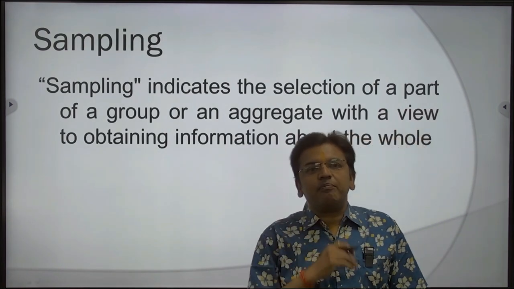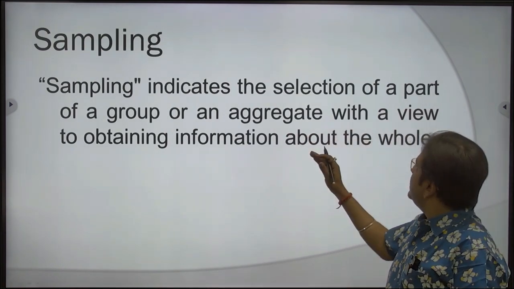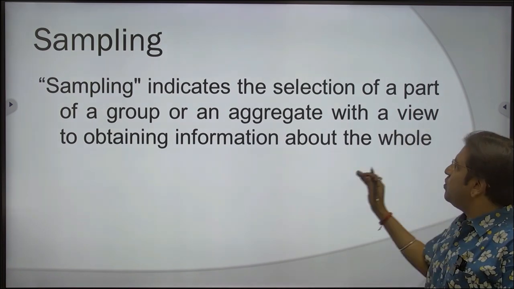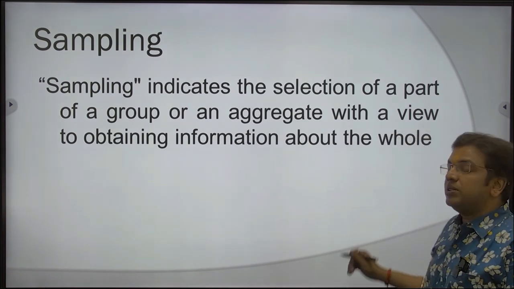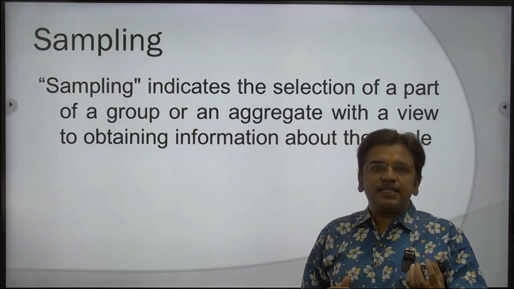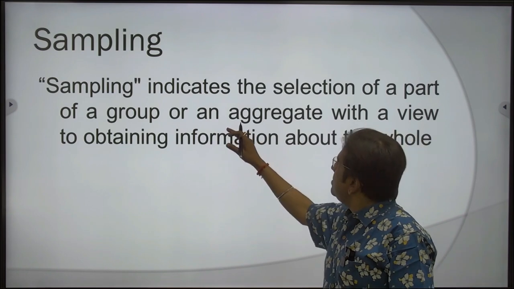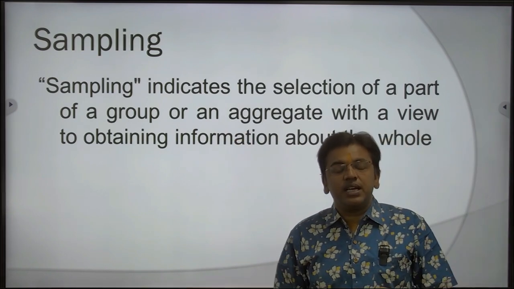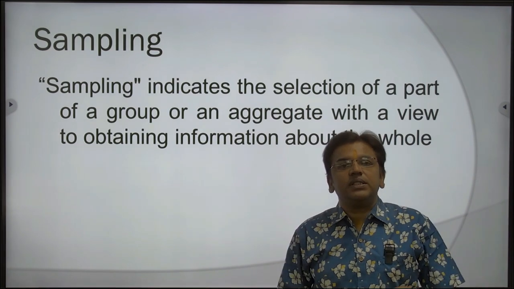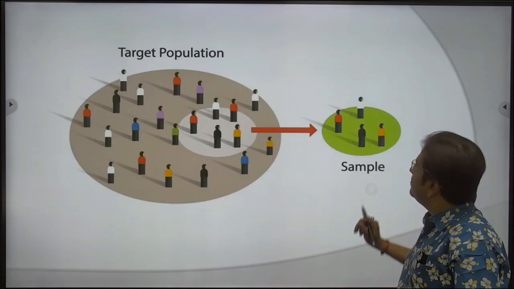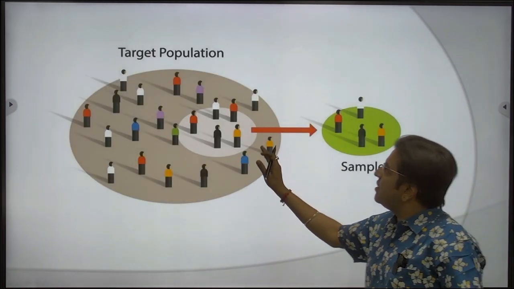Now, what is sampling? Sampling indicates the selection of a part of a group or an aggregate with a view to obtain information about the whole. Means here, you are going to select certain things from the whole universe, and on the whole you are going to apply that after having analysis. Now you see over here, this is our target population.